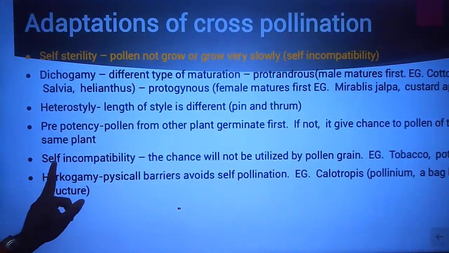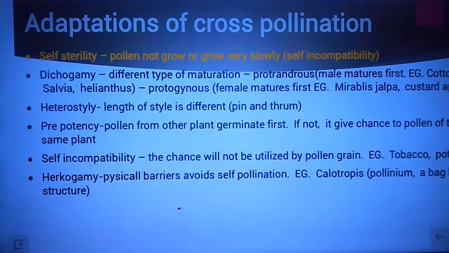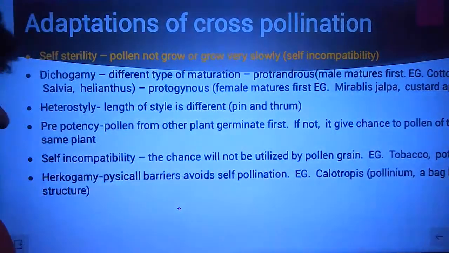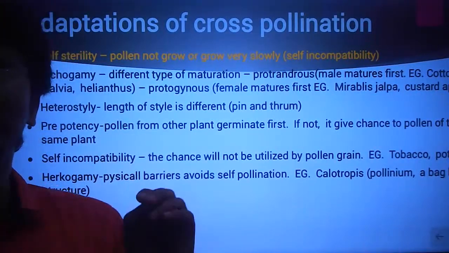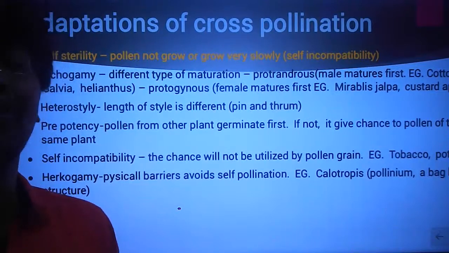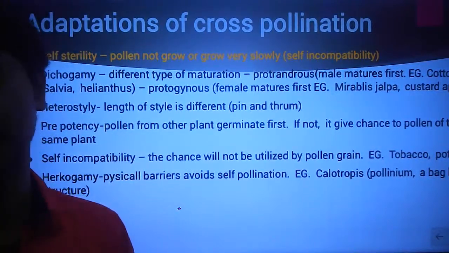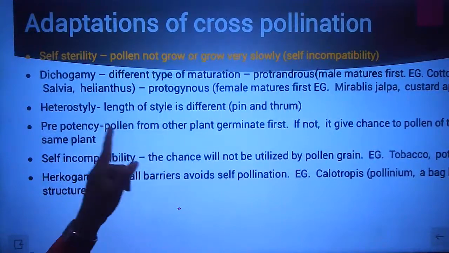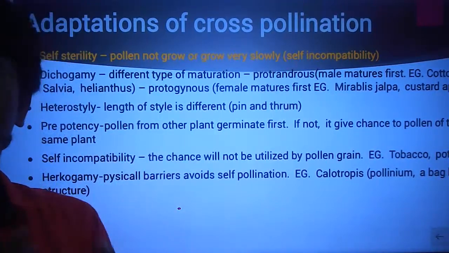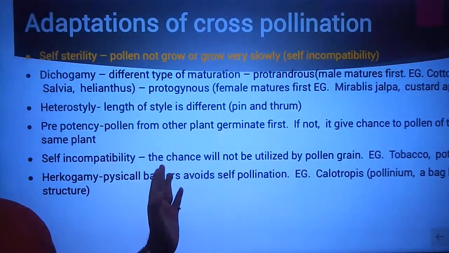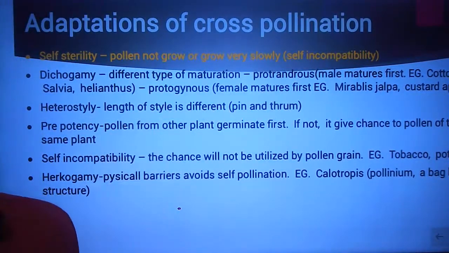Okay. Now we come to self-incompatibility. In self-incompatibility, the chance will not be utilized by the pollen grain. What's the interesting factor here? The stigma is giving an opportunity for the pollen grain of the same flower itself, but the pollen grain is not making use of this opportunity. Then definitely this comes under self-incompatibility. The female will keep on waiting for a particular time for the pollen grains to be produced, because they don't want to receive pollen grains from the external agency.